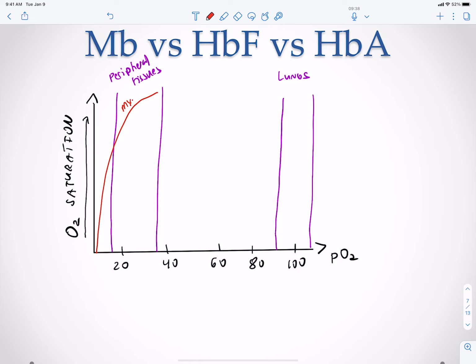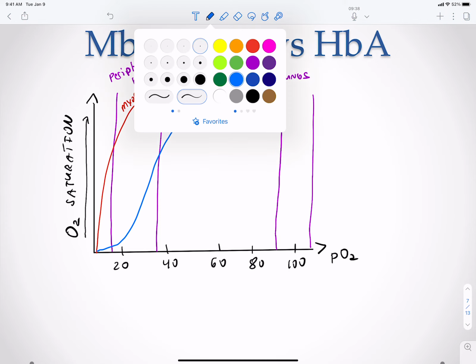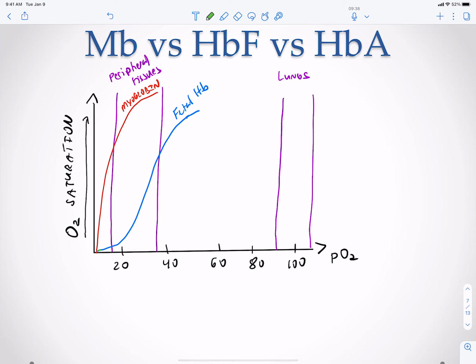So here's myoglobin. And then we have fetal hemoglobin, again, which has to compete with the mother's hemoglobin. Now, fetal hemoglobin will still have a sigmoidal curve, but it will be an altered sigmoidal curve because fetal hemoglobin doesn't have to get to the lungs. It basically has to pick up oxygen from the mother's blood. So it has a higher affinity for oxygen. And then our hemoglobin A will really not pick up oxygen in the tissues because it wants to pick it up in the lungs.